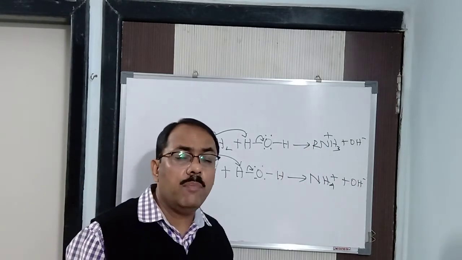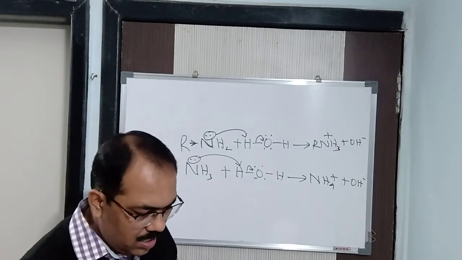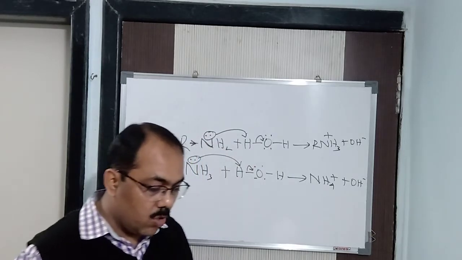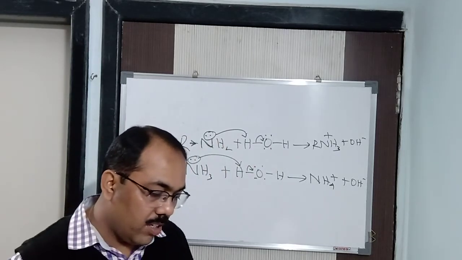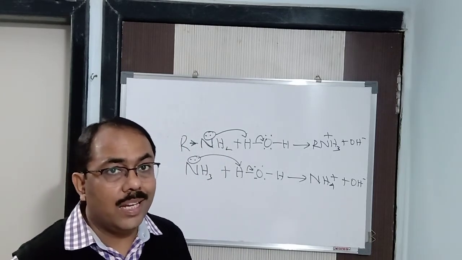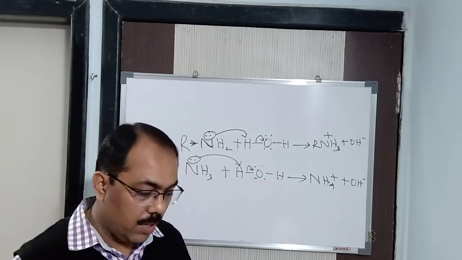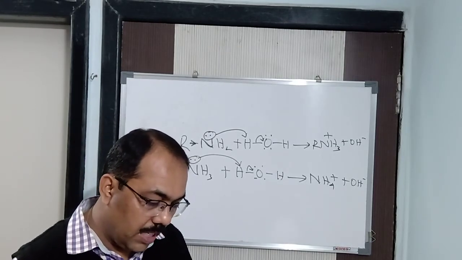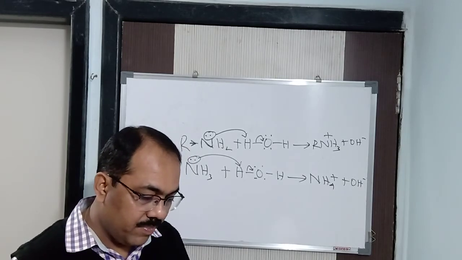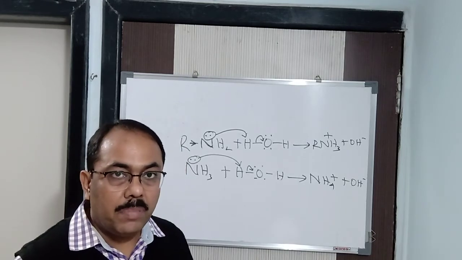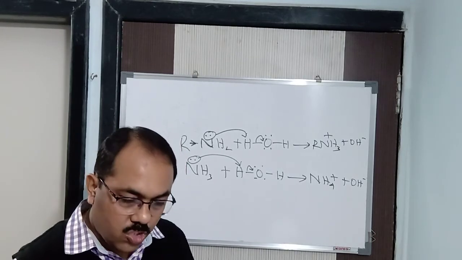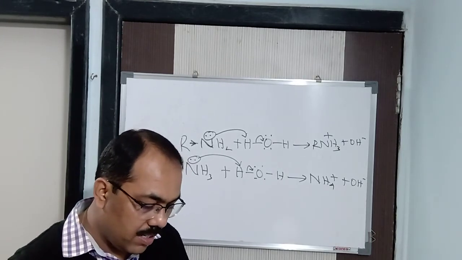And moreover, if you see the Kb value, Kb means base dissociation constant. The base dissociation constant Kb value is much more in amines than in case of ammonia, so to say. Or the pKb, the smaller the value of pKb, greater is the basic strength of amines. What is pKb? Minus log Kb, already we have read it.